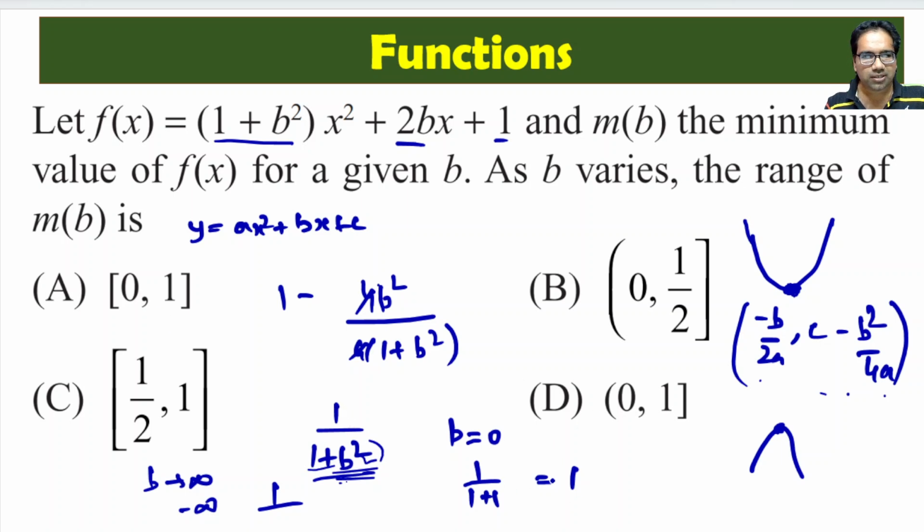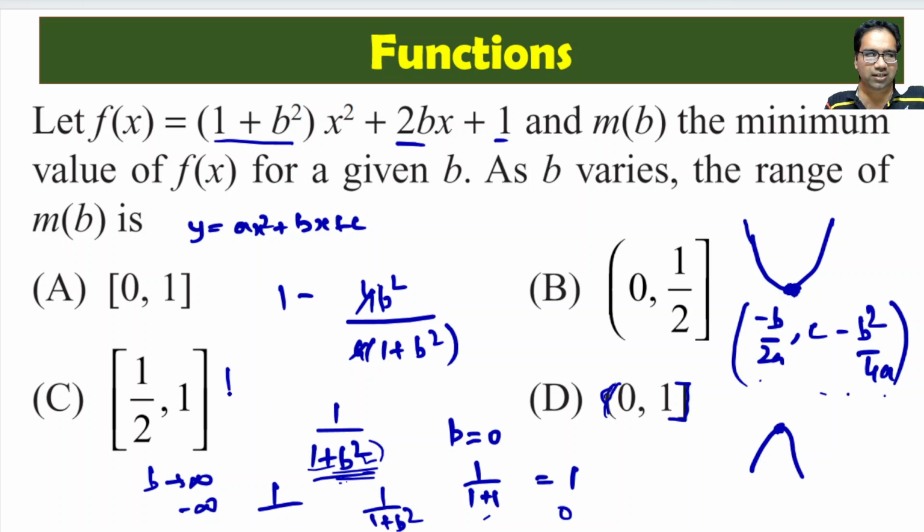So what is the lowest point? The lowest point will be 0. 1/(1 + b²), the lowest one would be 0, but 0 would be in an open bracket. And the highest point is when b is 0. When b is 0, 1/1, which is equal to 1.